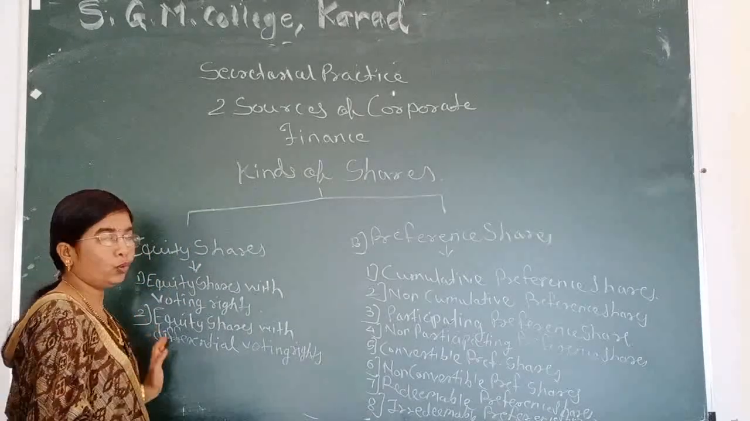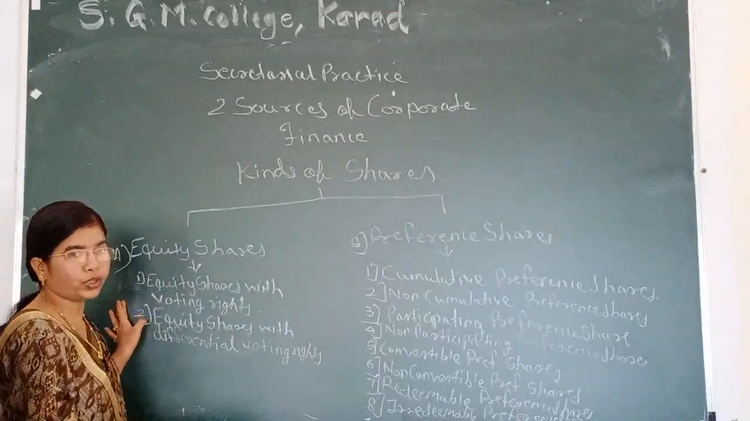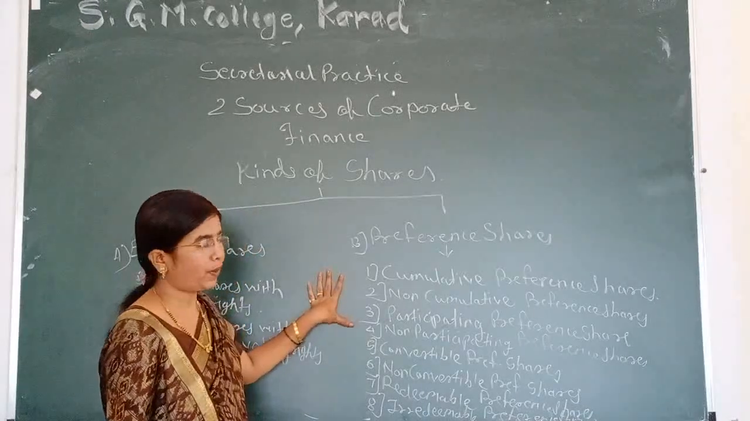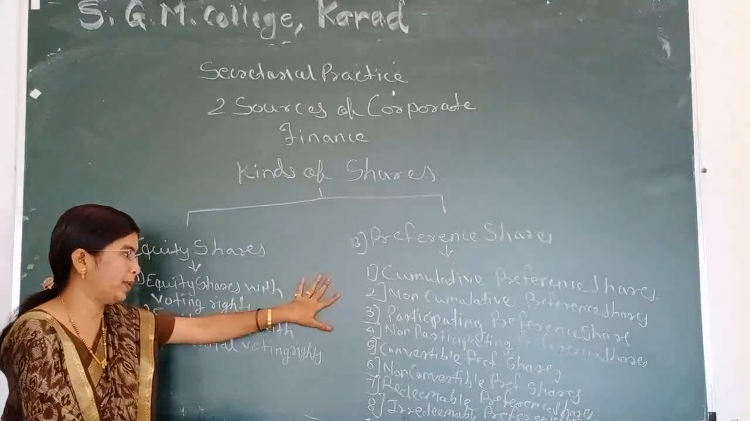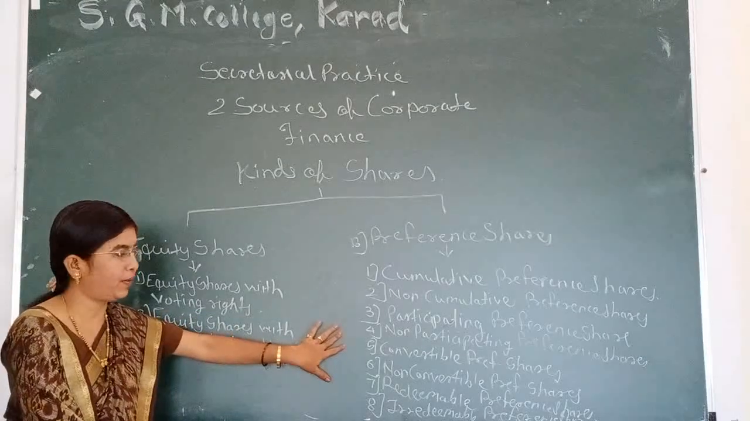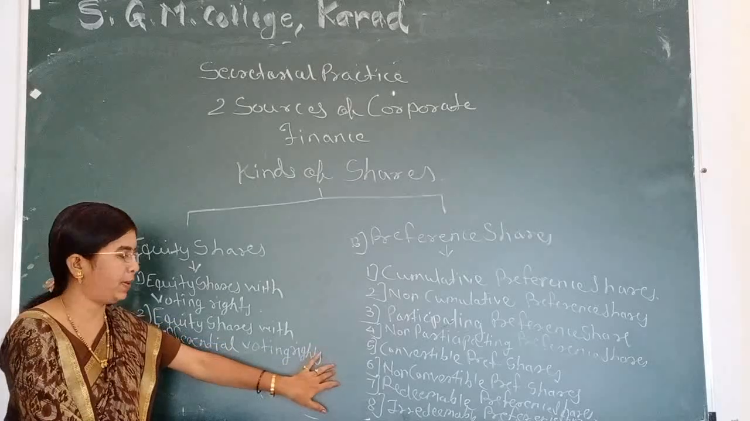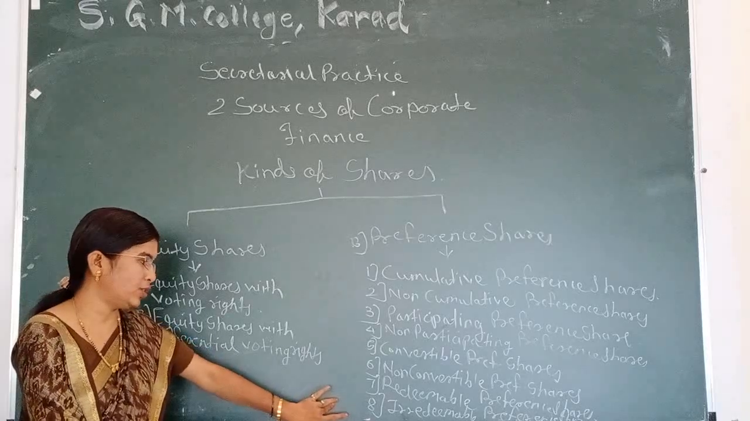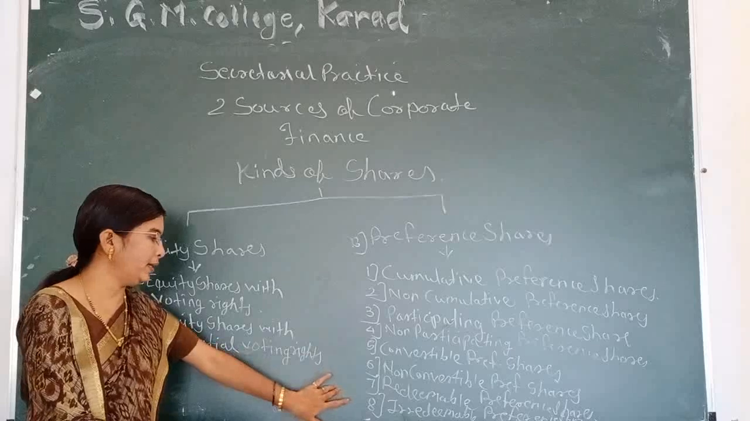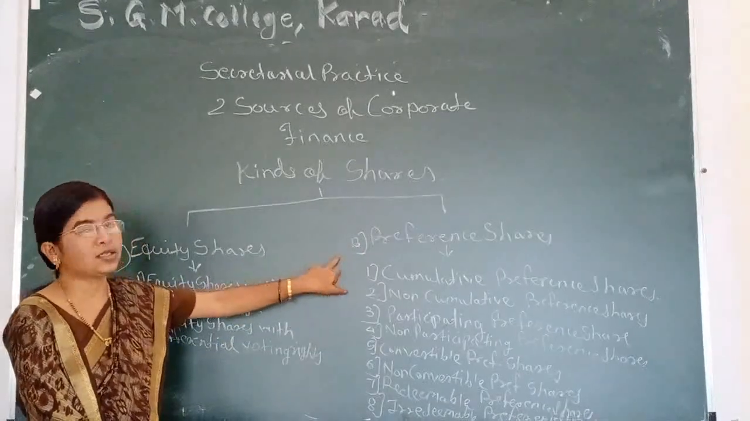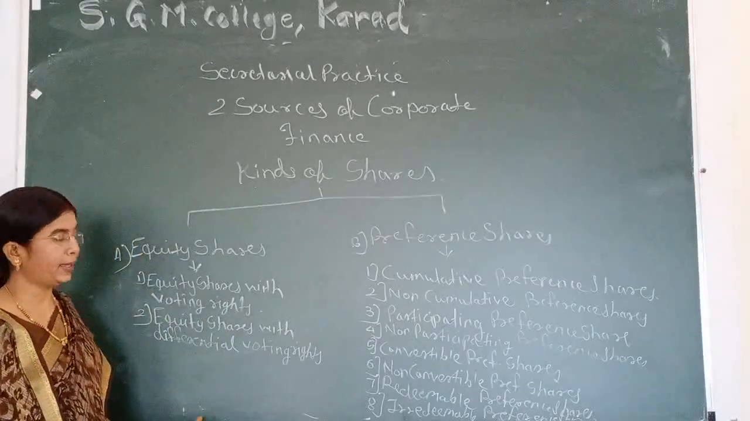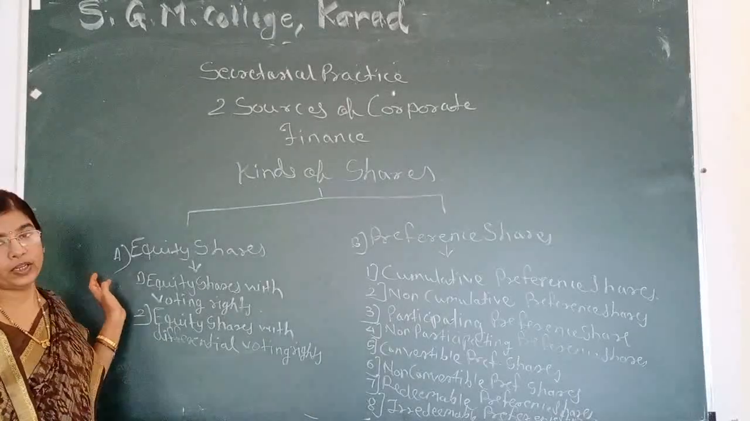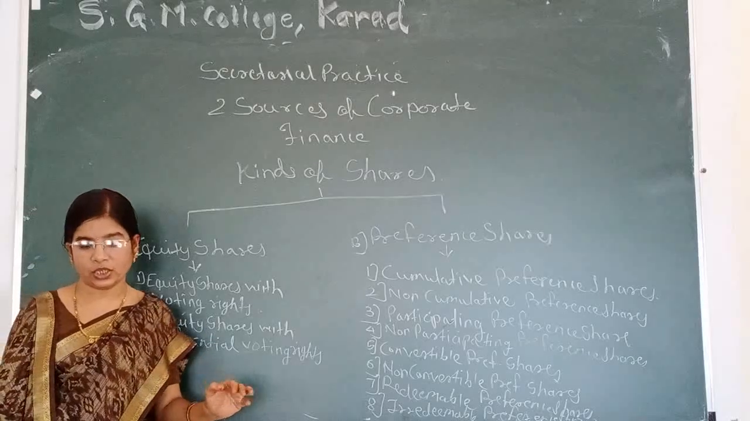So in equity shares there are two types: equity shares with voting rights and equity shares with differential voting rights. And in preference shares there are 8 types: cumulative, non-cumulative, participating, non-participating, convertible, non-convertible, redeemable, and irredeemable preference shares. These types we will explain in detail after explaining preference shares. So today we are going to see equity shares and their features.